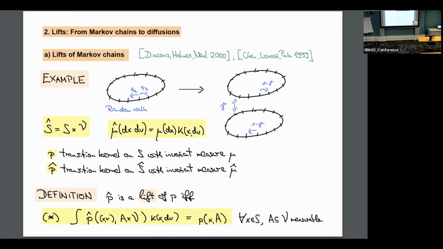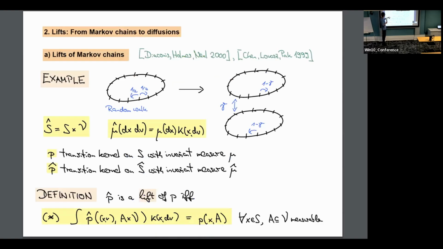Okay, so now I can really start with the topic. So what is a lift? And now we start again very elementary with Markov chains, and then we try to see how we can generalize things from Markov chains to other processes. So, lifts of Markov chains.